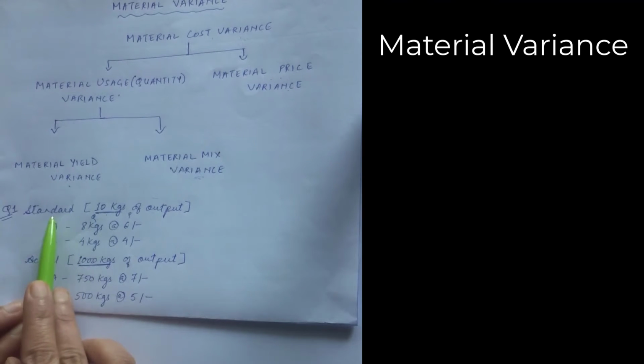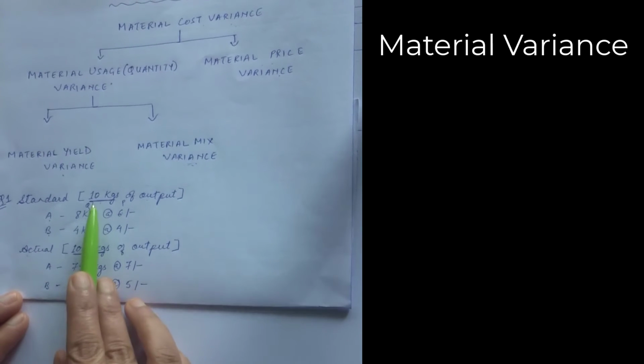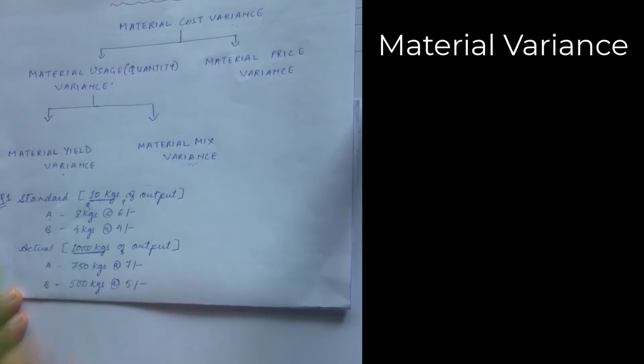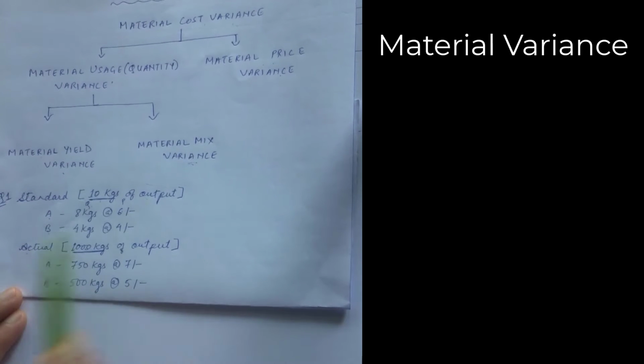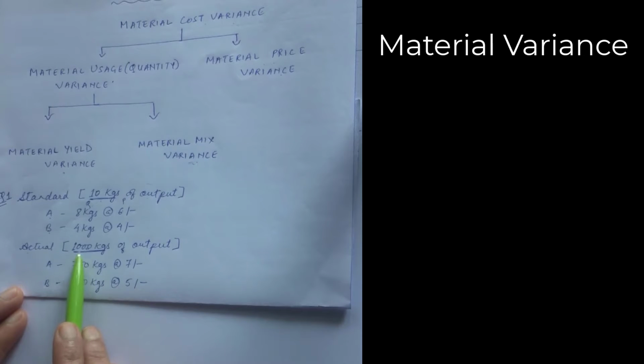This is the standard set by the organization. This much you have to use to produce 10 kgs of output. But when the workers in the organization are actually working, how much do they produce? They produced 1000 kgs of output. And for making 1000 kgs of output, 750 kgs of A and 500 kgs of B were used, at the rate of 7 rupees and 5 rupees each.